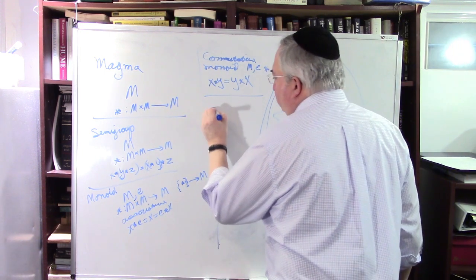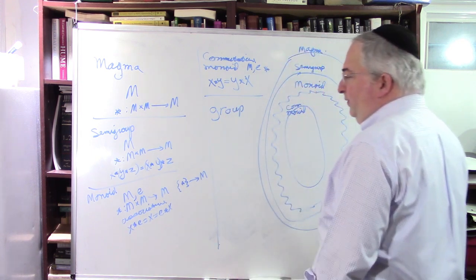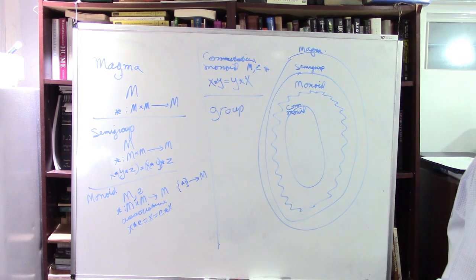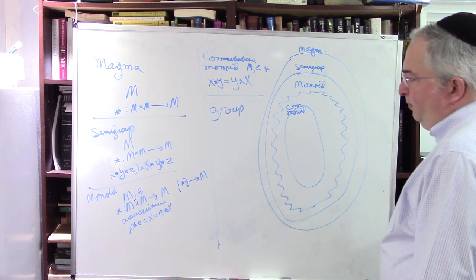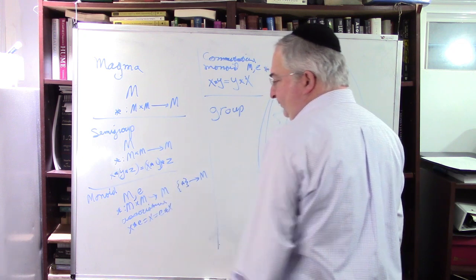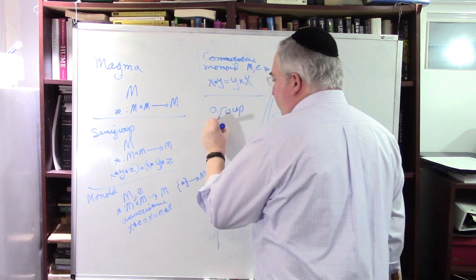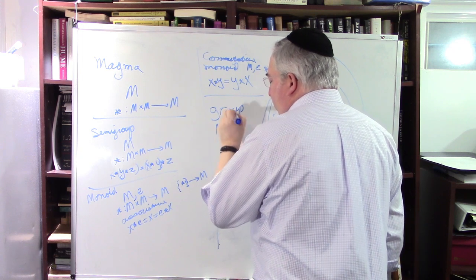Next is something called a group. Oh, but we saw a group before. Okay, so let me tell you what a group is. A group is a monoid, not necessarily a commutative monoid, a monoid. So M, comma E, it has that.